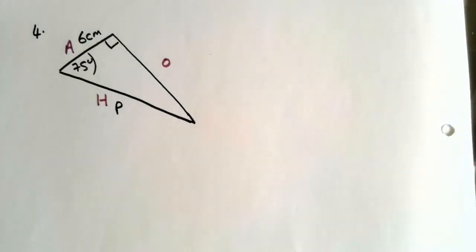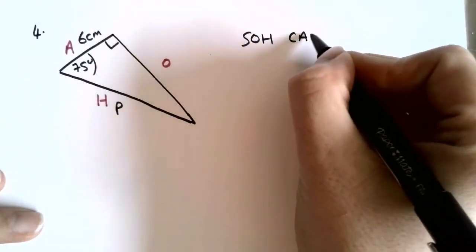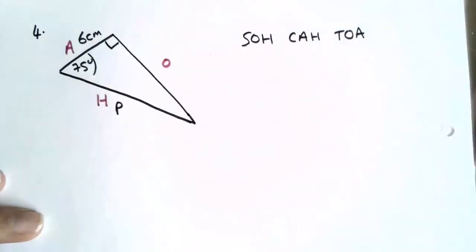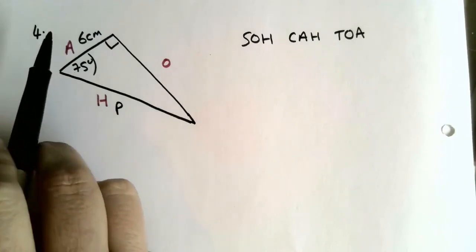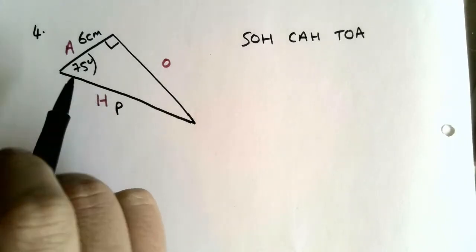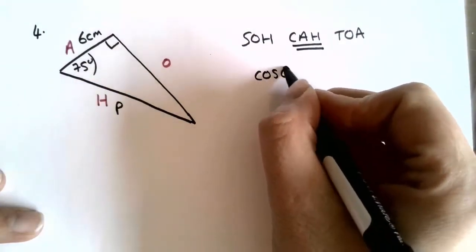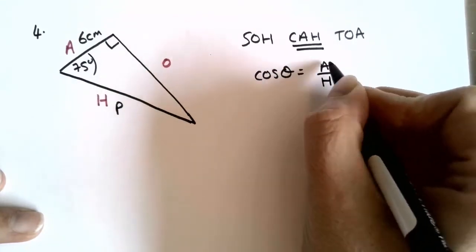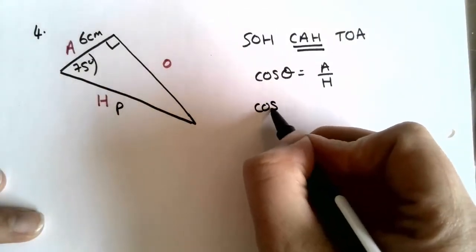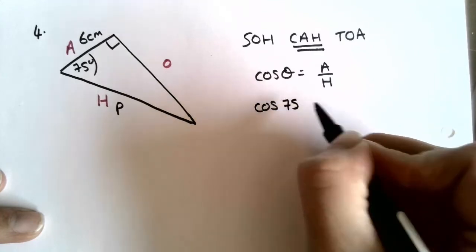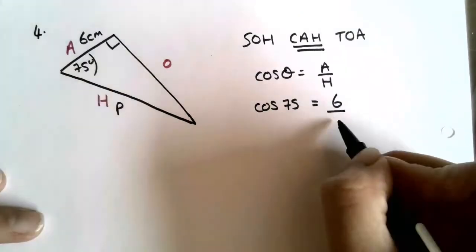Then, to figure out what rule we're going to use, SOHCAHTOA. Okay, so we're having to find P, which is the hypotenuse, and we've been given A. So we need to be using something that links A and H, which is cos. So cos theta equals A over H. Start off by writing out your rule. Then fill in any of the values you know. So we know cos 75 equals the adjacent, which is 6, over our unknown, which is P.